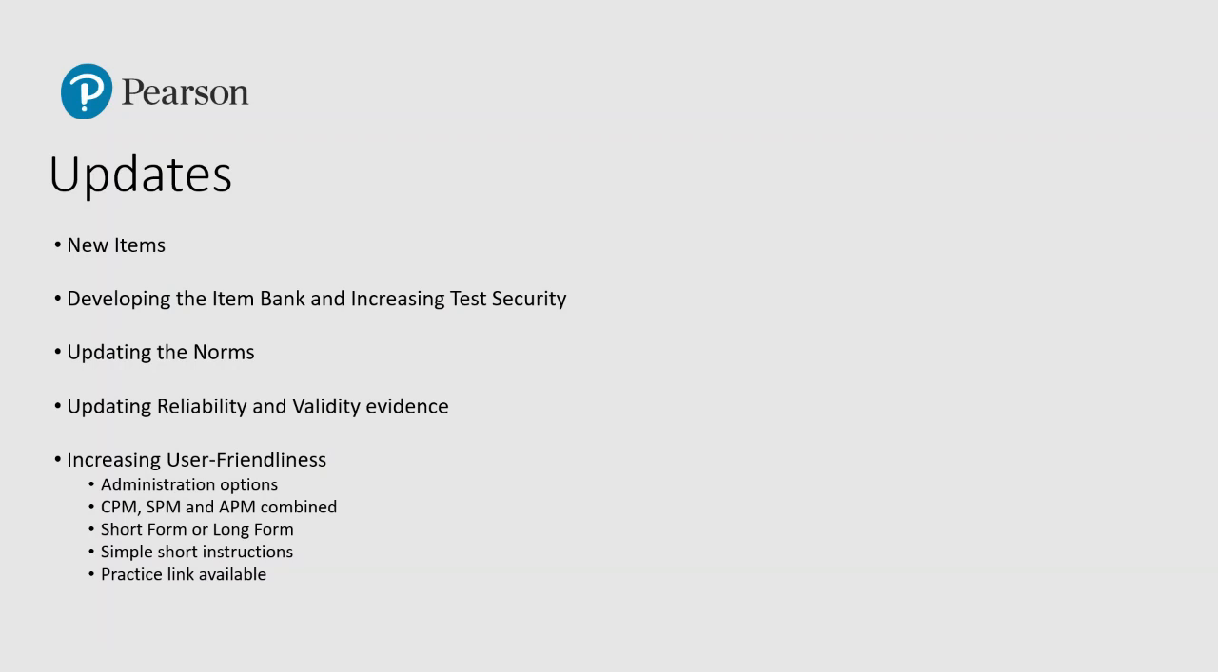So let's go through some of the updates from the previous Ravens. So we have new items. All of the Ravens 2 items were newly developed, yet retain the underlying cognitive constructs measured by the Ravens Progressive Matrices, the RPM. In addition to the 3 item types, 1 by 1, 2 by 2, and 3 by 3, 1 new item type, 1 by 6, was included.